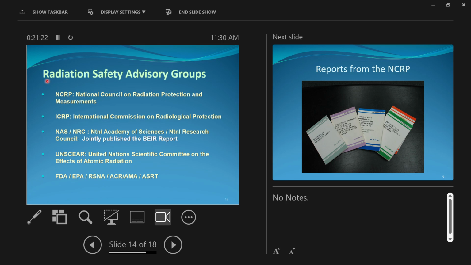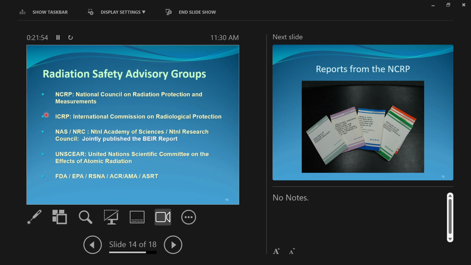Okay, advisory groups, radiation safety advisory groups. These are people who make policy, basically. They make recommendations so that the federal, state, and local governments can then make policy. But anyways, you should be familiar with some of these names. One we've talked about already, the NCRP, the National Council on Radiation Protection and Measurements. This is the one who made the statement that I started with this morning. They also make their reports that they produce roughly every decade.